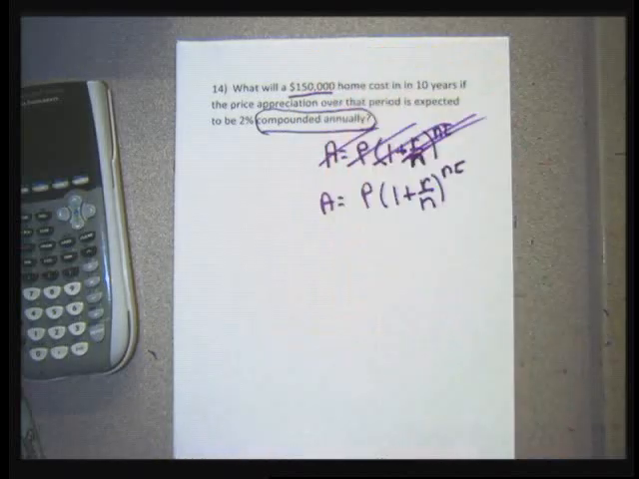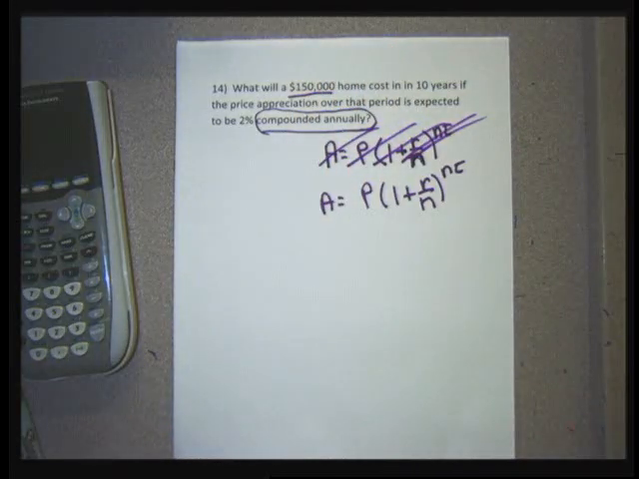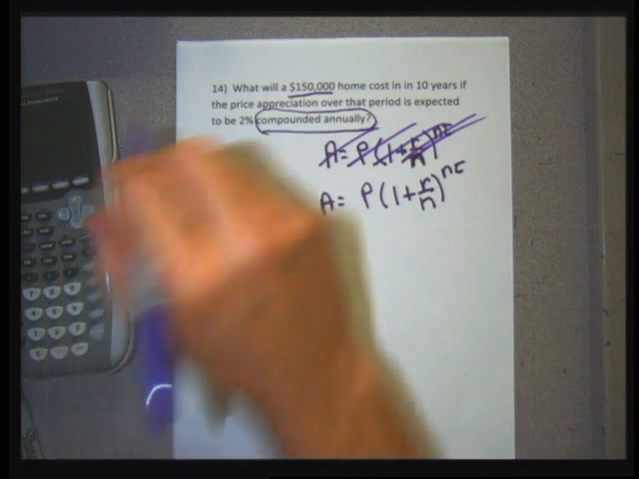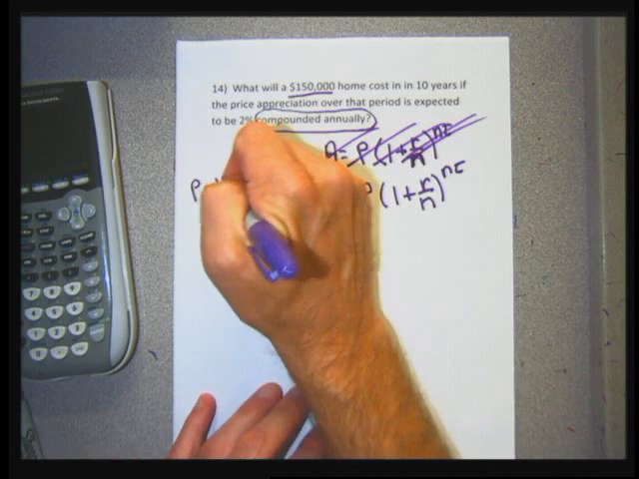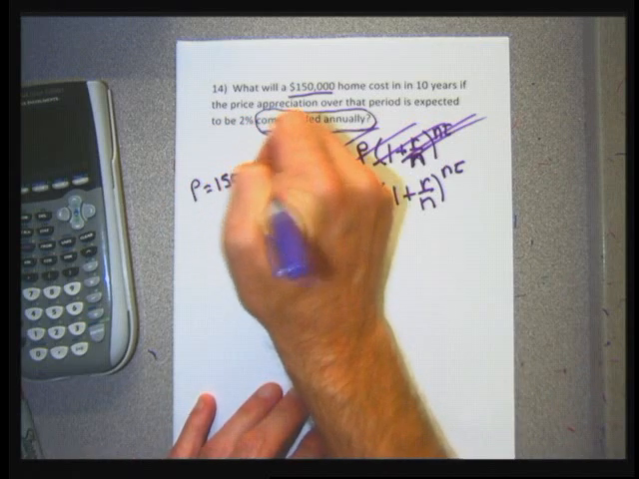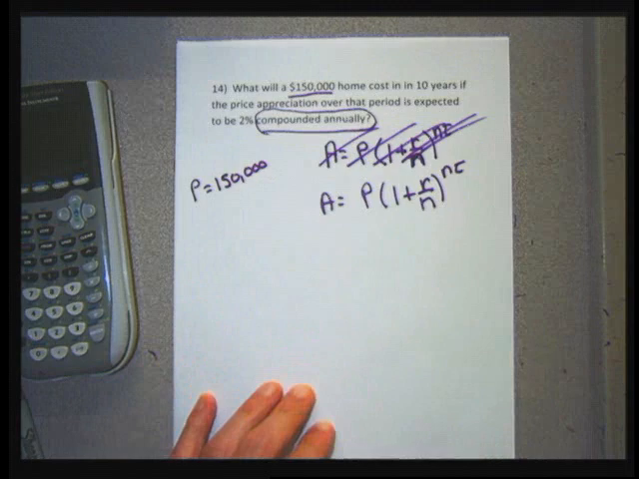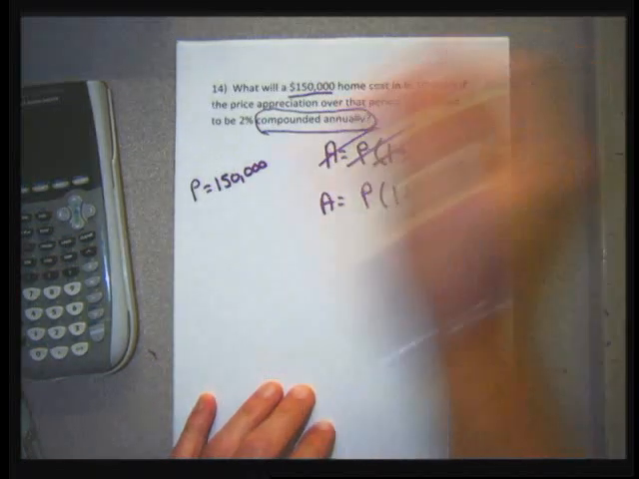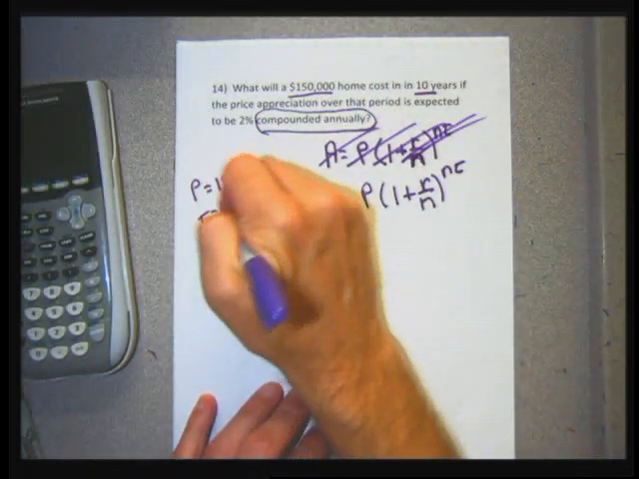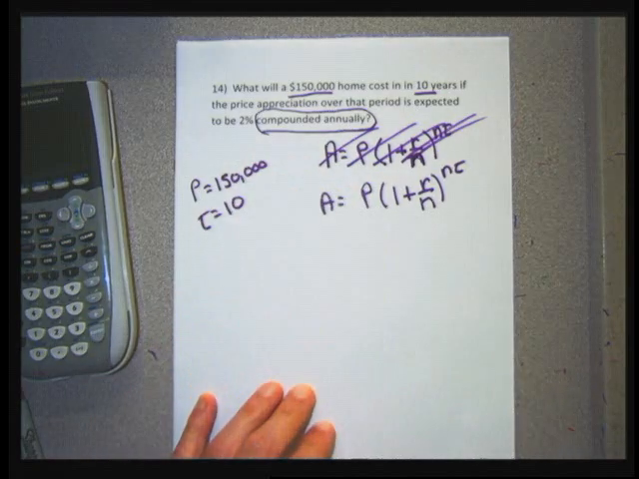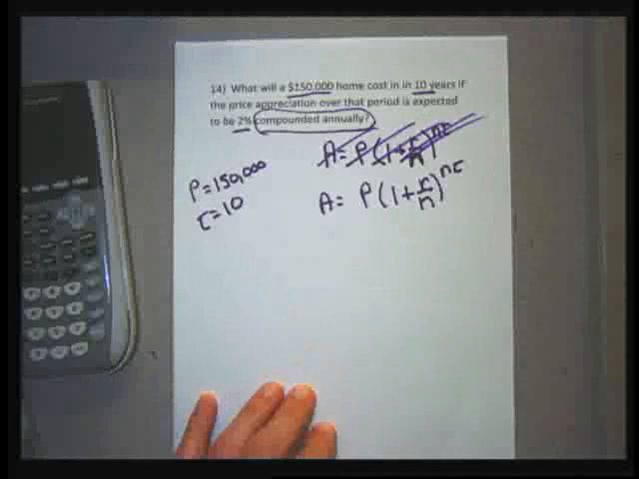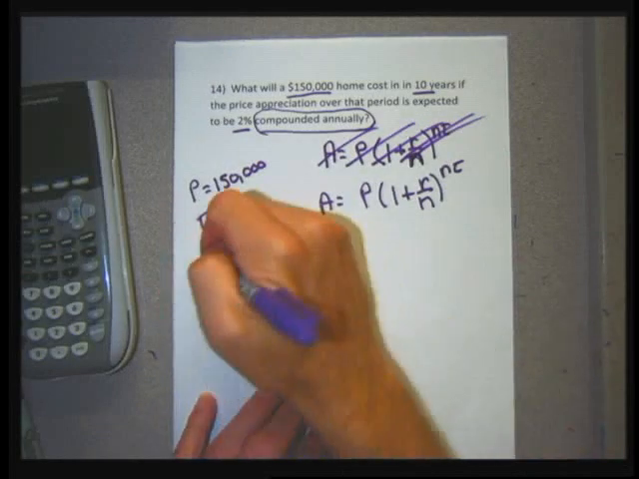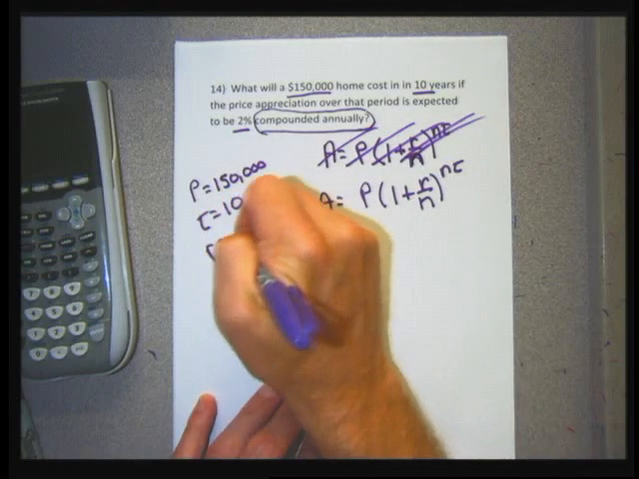So I'm assuming that house is worth $150,000 today because I want to know what it's going to cost in 10 years. So in this particular problem, that dollar amount is a value today, so it stands for a beginning amount. The next thing I see is 10, and it says 10 years, so that must be the time. The next number I see is 2%. That's a growth rate. That's more or less an interest rate. So I'm going to make my R 0.02.